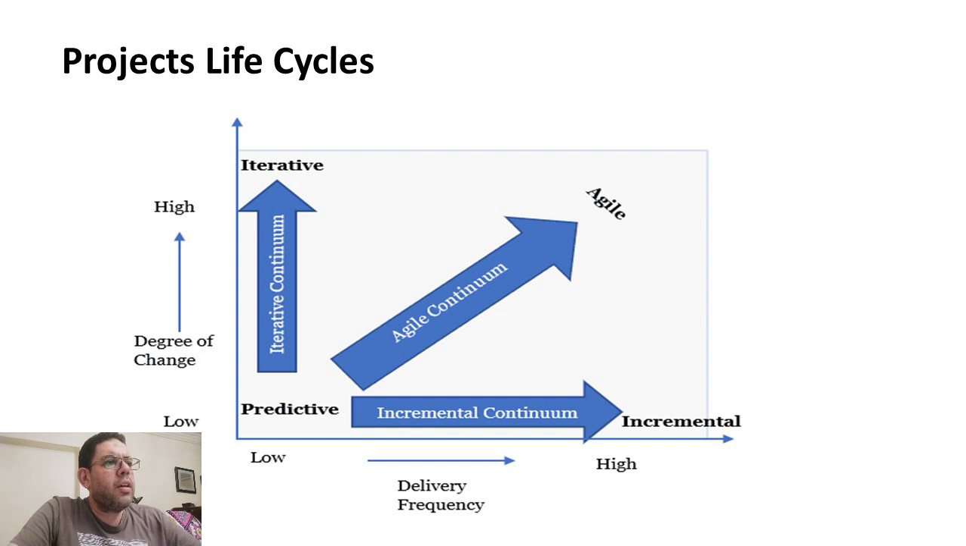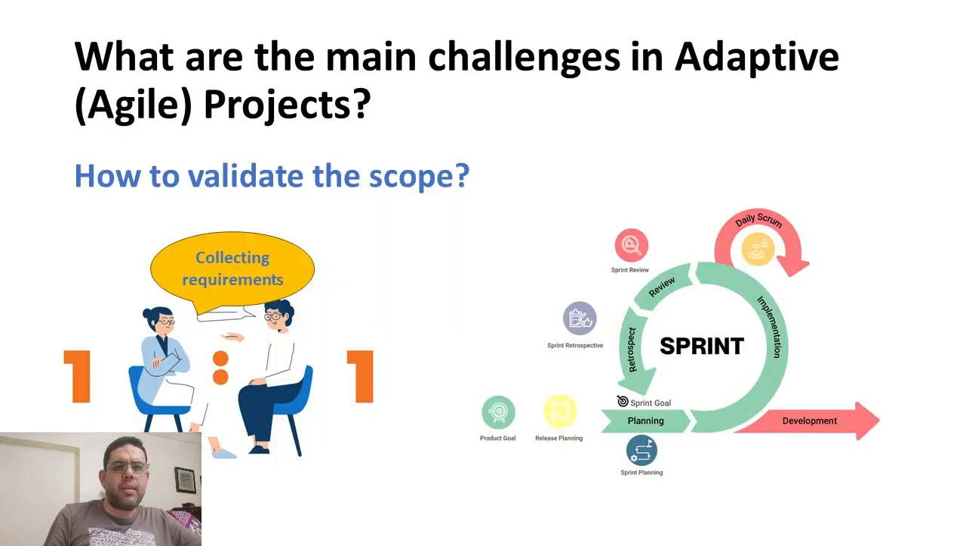Okay. So what are the main challenges in agile methodology? As we said, the main challenge for the project manager to submit the project in a predictive or traditional way, which is waterfall, is to submit the project within time and budget. But the scope is very known and very clear before the project begins. But in agile, the main challenge for the project manager is how to validate the scope. Okay, how to achieve the scope.